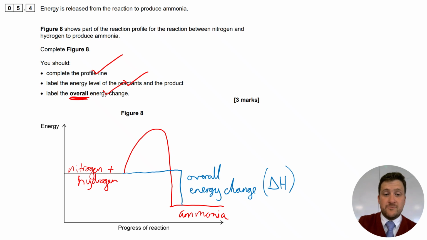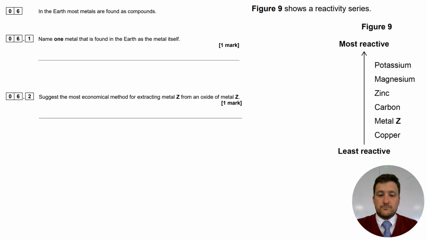Now you can see we've done all 3 things. We're missing an activation energy. They haven't asked us for activation energy, so we don't need to write that down.